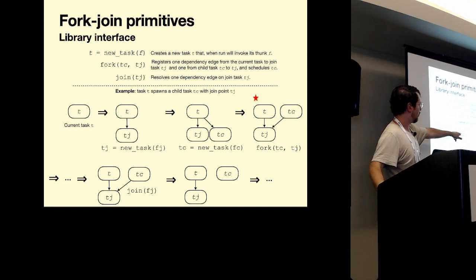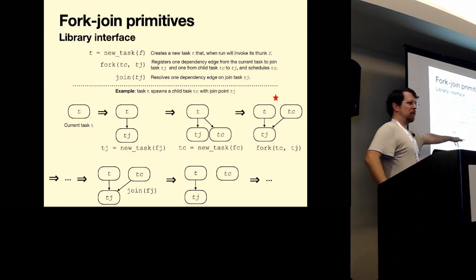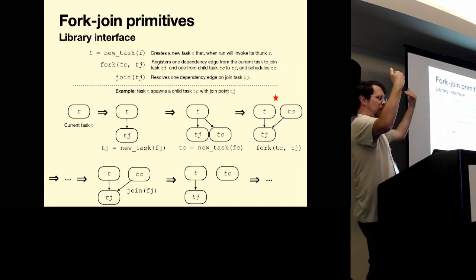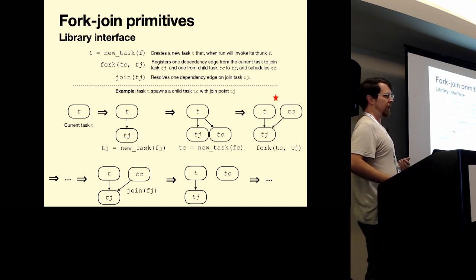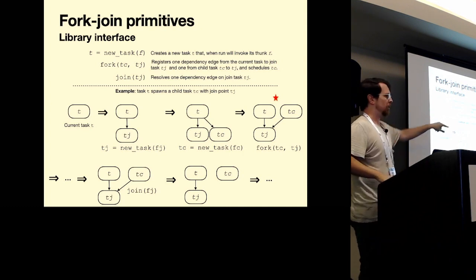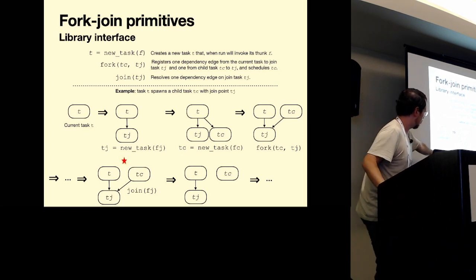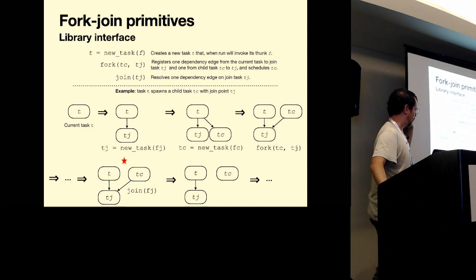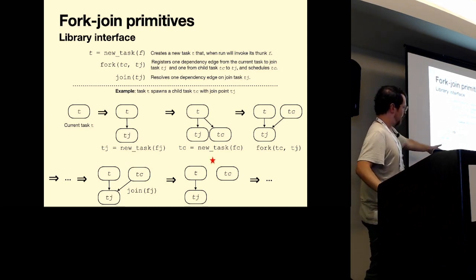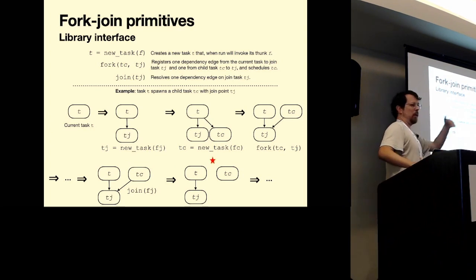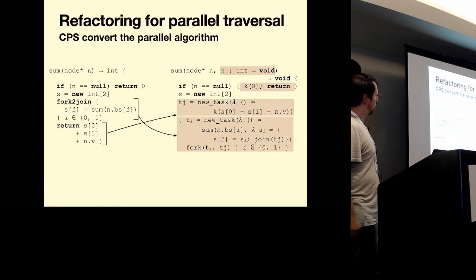The fork instruction sets it up so that the child task is ready to run, and it's got a dependency edge that's incoming on the join task. So once both the parent task and the child task have finished, then the join task will be ready to run. That's what's going on down here. Let's suppose that the child task finishes before the parent task. The dependency edge goes away, and then when the parent task finishes, that dependency edge will go away and the join task will be ready to run. So that's the interface we're working with.